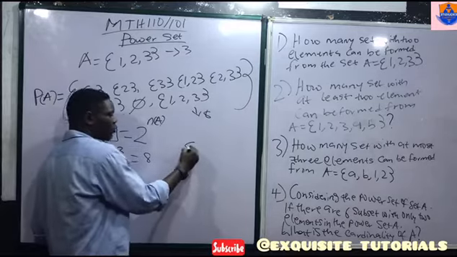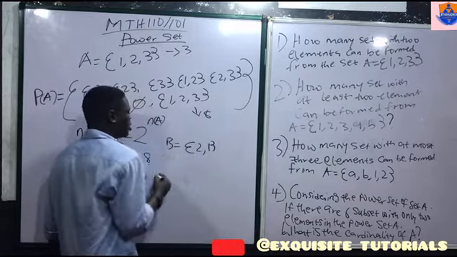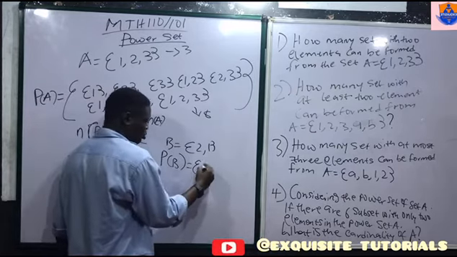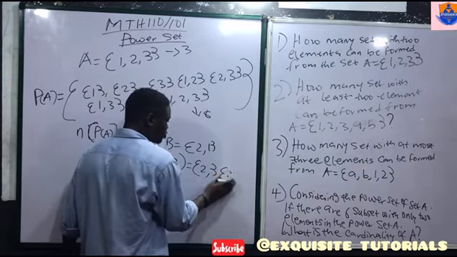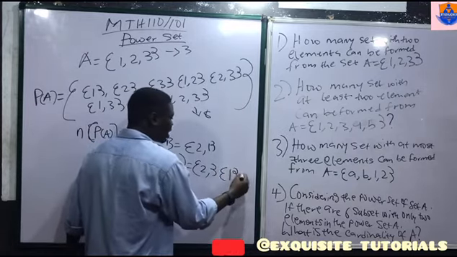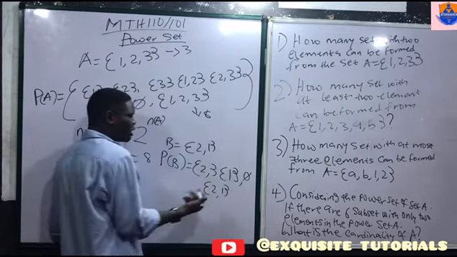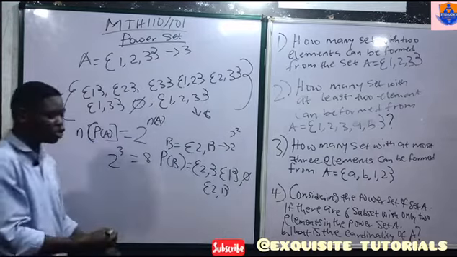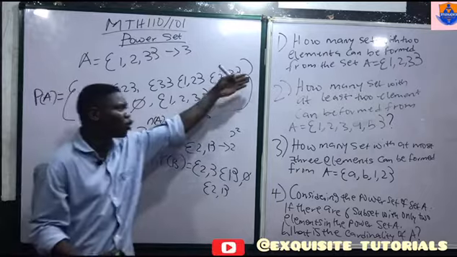Let's try it again. If we have 2, 1 as a set B, definitely our power set of B becomes the set that has only 1, the set that has only 2, the set that has 1 and 2, and the set that has everything. So these are 4 elements. B has 2 elements, and 2 raised to power 2 will give you 4. So this confirms our formula. We'll be using that knowledge to solve this problem.